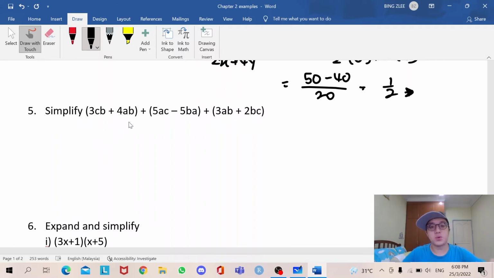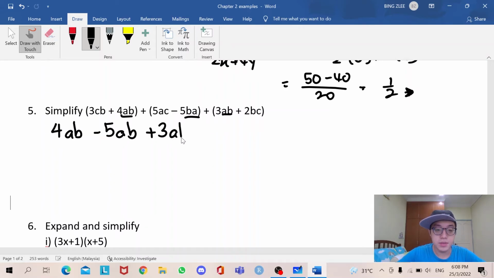So first thing first, we will need to find out what are the common ones. So we have AB. AB is the same as BA and AB. So we will first write it out for AB minus 5AB plus 3AB. Alright, so this is the first part where you have the AB term. So from here you can get the answer is 2AB.